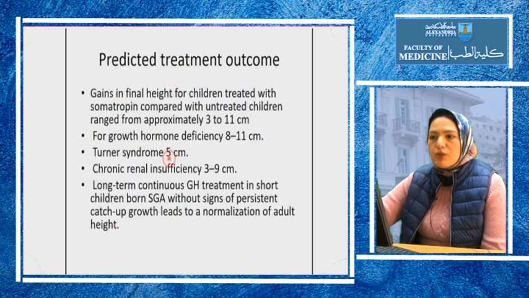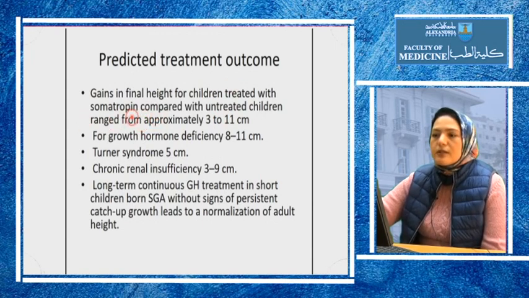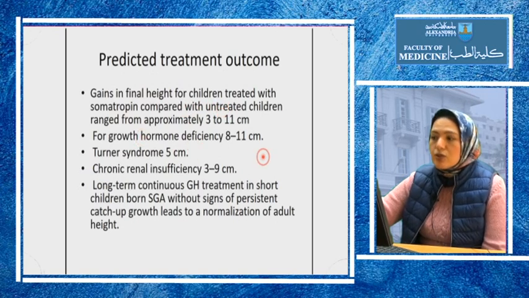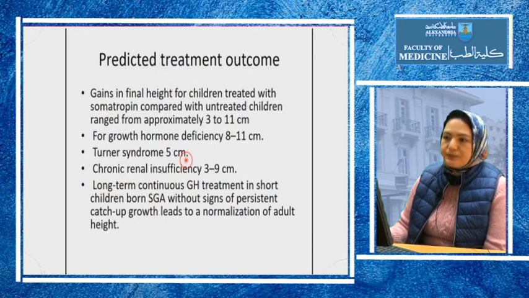After receiving treatment, you should follow up your patient on the growth, with assessment of growth velocity and bone age maturation. The patient response differs according to the cause of short stature. Usually for growth hormone deficiency, it may reach 8 to 11 centimeters, while it's less in other causes of short stature.